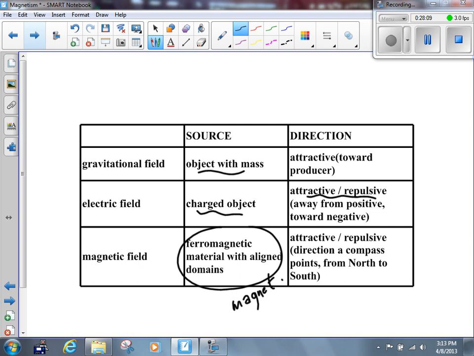And finally, the magnetic field is also attractive or repulsive depending upon which poles you have. North pole, south pole, north pole, and so on. It's the direction that a compass points when placed in the field, from north to south, away from the north toward the south.